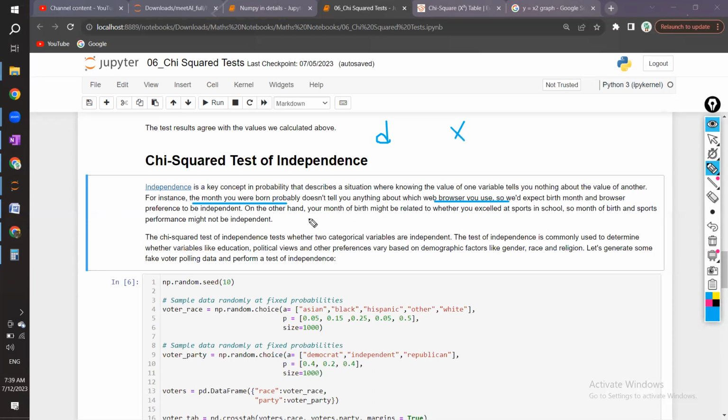And for example, your month of birth might be related to whether you excelled at sports in school, or month of birth and sports might not be independent. Is it real, guys? I have my doubts, because is there any relationship between the month of birth and the sport which you are playing? No, Santosh. Okay, we'll see.